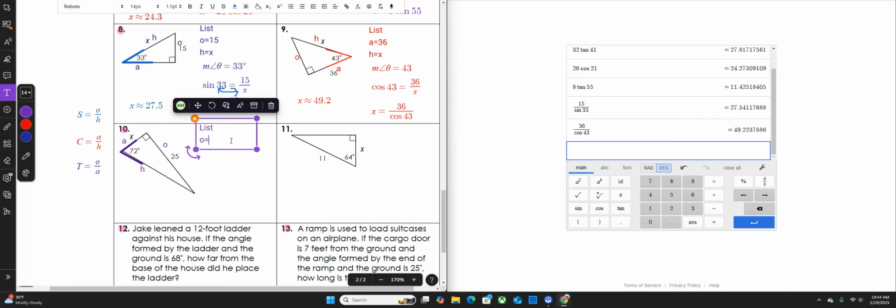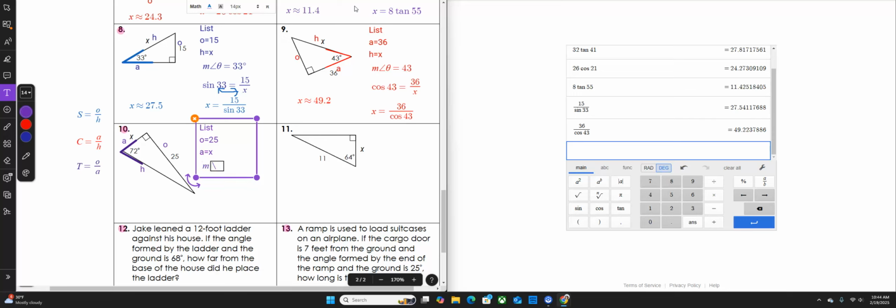So our opposite side is 25. Our adjacent side is given as x. And then the measure of angle theta is going to be 72 degrees. All right, we have O and A, so that's tangent. We have our T.